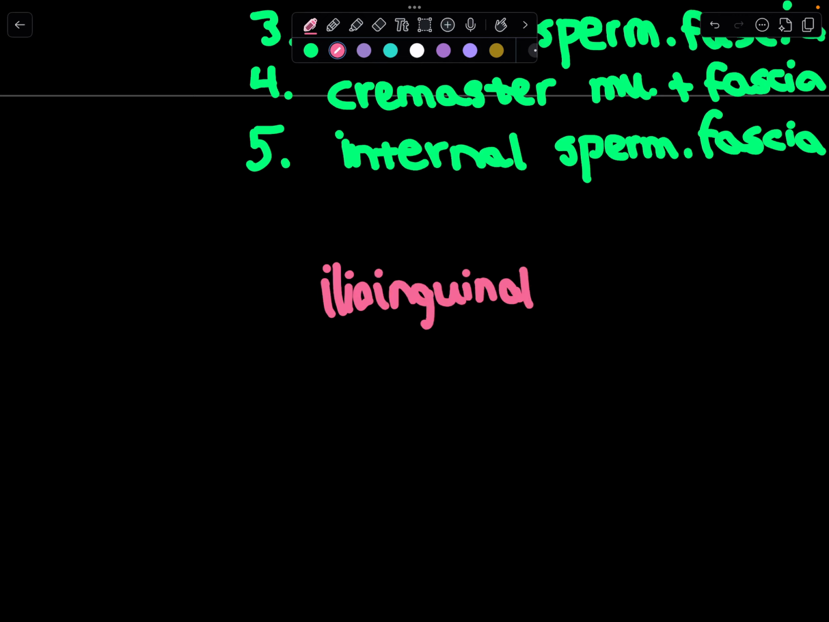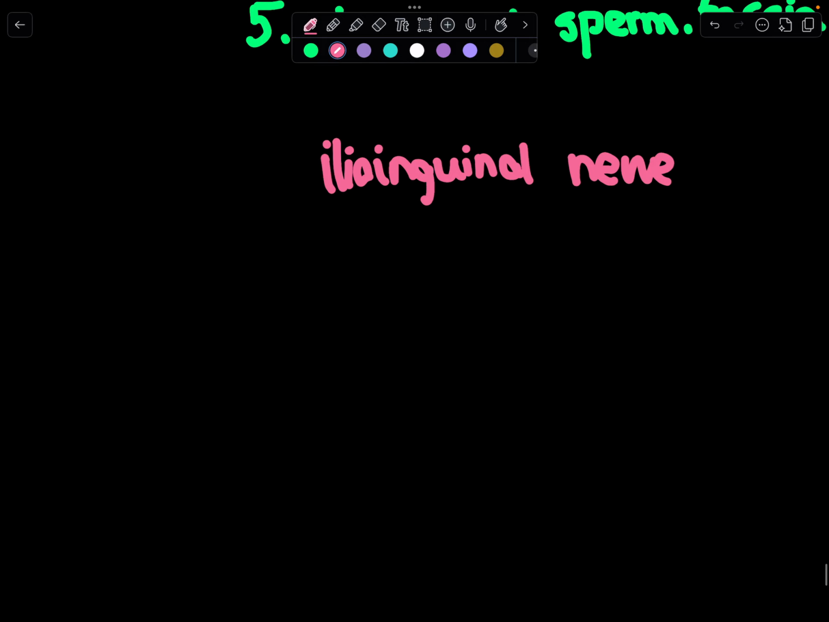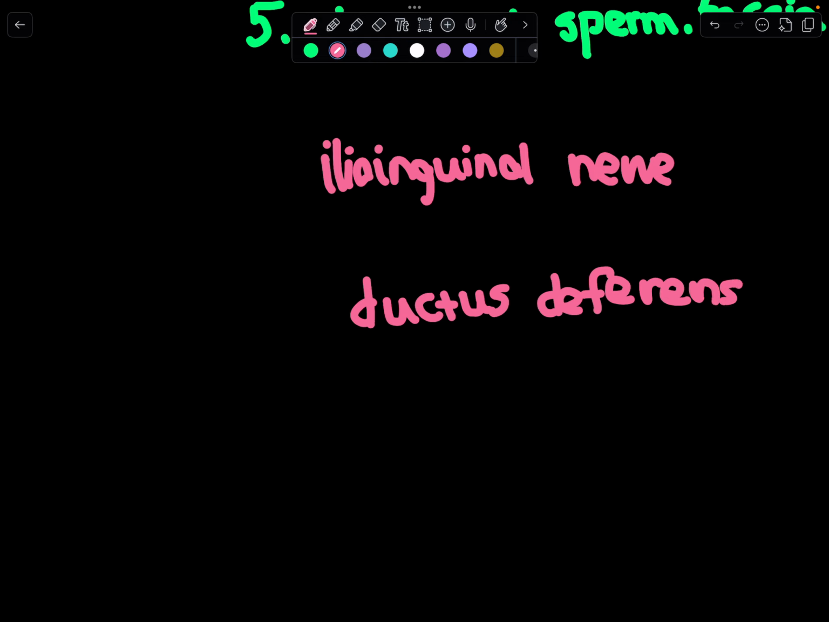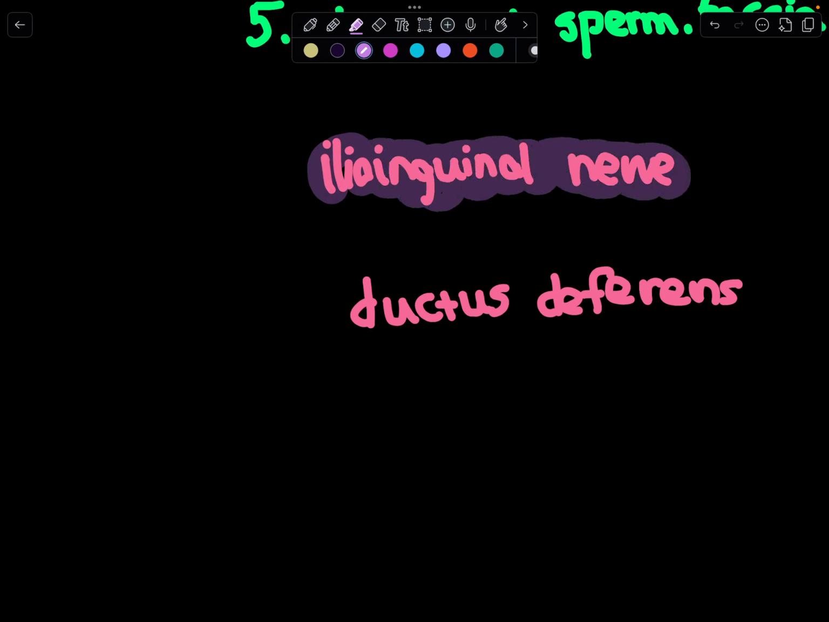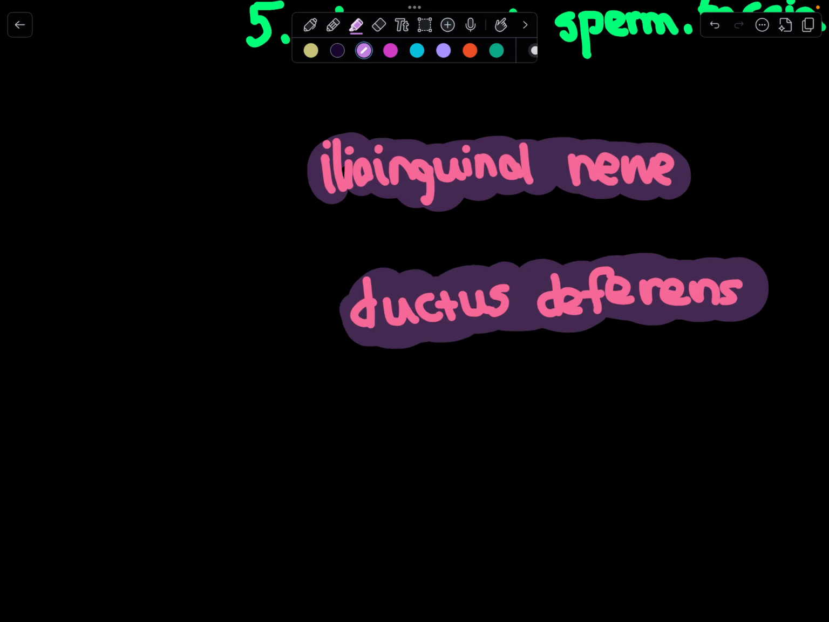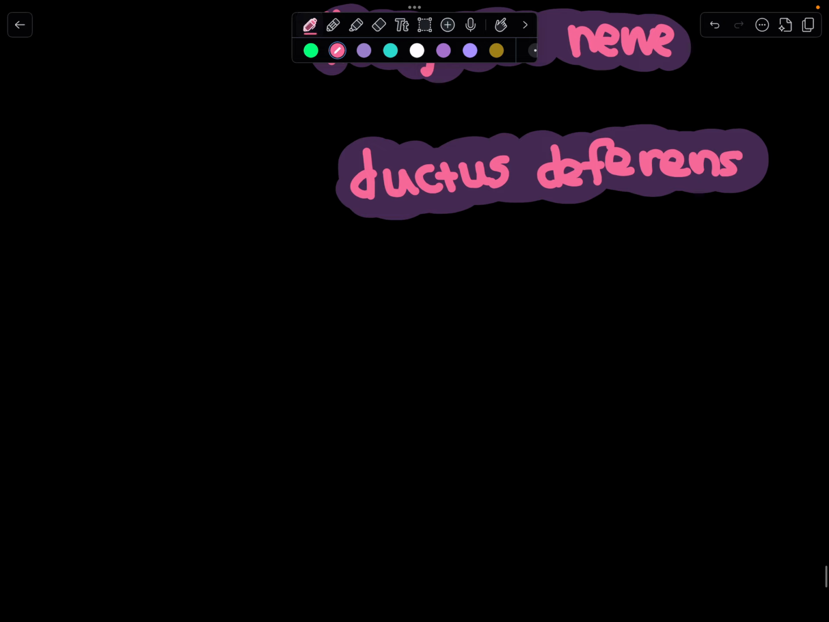The spermatic cord includes the ductus deferens, which transports sperm from the testes to the urethra, the testicular artery, supplying blood to the testes, the pampiniform venous plexus, draining blood from the testes, and autonomic nerves for testicular function, all wrapped in the external spermatic fasciae, cremasteric muscle and fasciae, and internal spermatic fasciae. The ilioinguinal nerve, from L1, runs through the canal, providing sensory innervation to the scrotum or labia and motor innervation to lower abdominal muscles, exiting via the superficial inguinal ring.